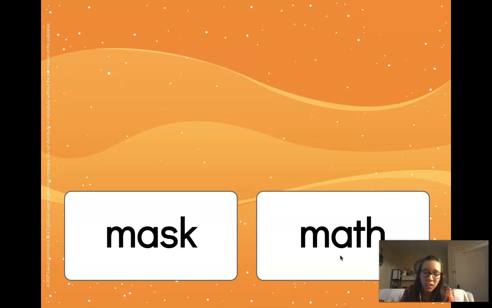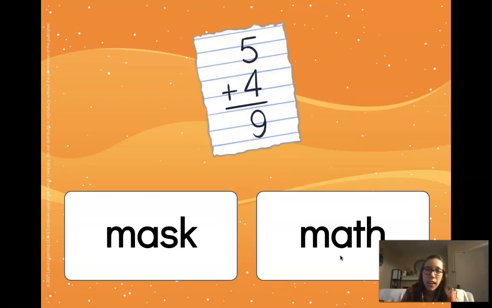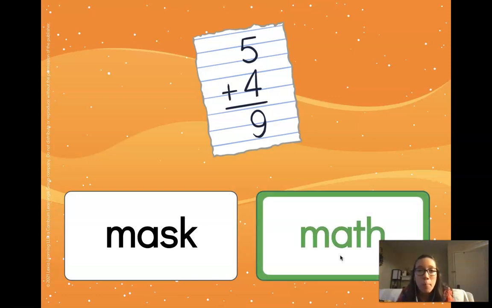Got it? Alrighty. There is our picture. Which of those words matches our picture? Very good. That word there, it is math. M-A-th, math. Does the word math have a consonant digraph or a consonant blend? Good, it has a digraph, right? It has a TH digraph, M-A-th.